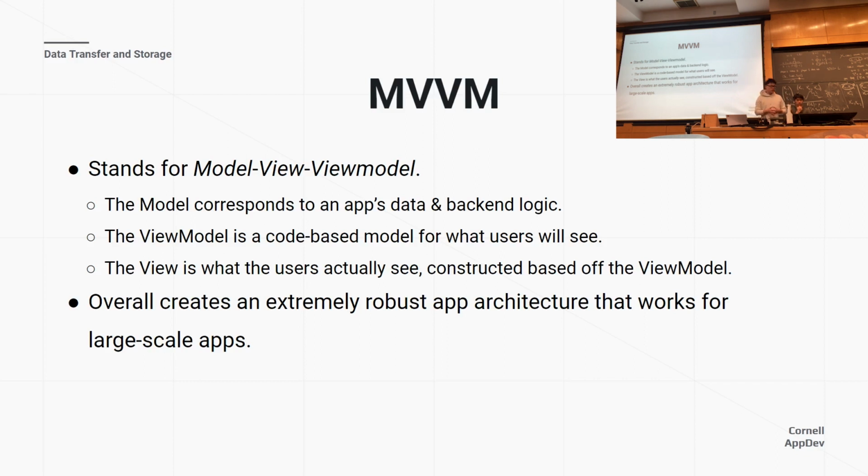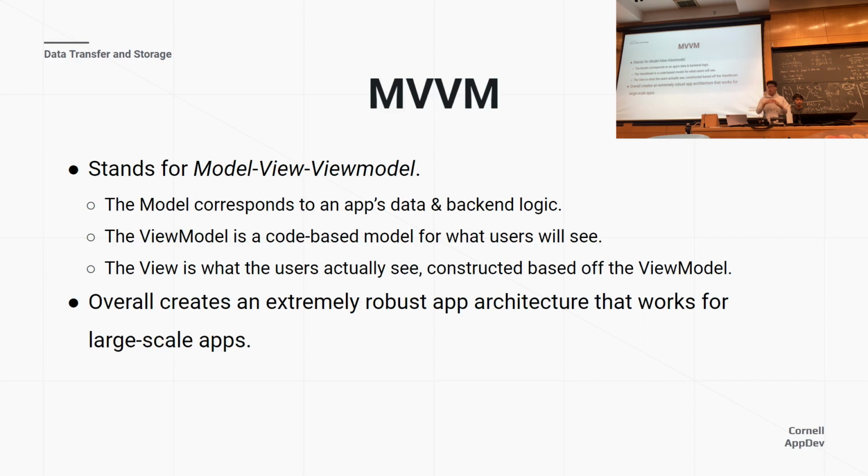The view model is the code-based model of what the user will actually see. So in essence, this is more of a, hey, I think I want my components to go here with this type of data, but I don't actually want to create the view yet for that, or what they actually see. And then the view is what the user actually sees. And this is ultimately constructed based off of the view model.